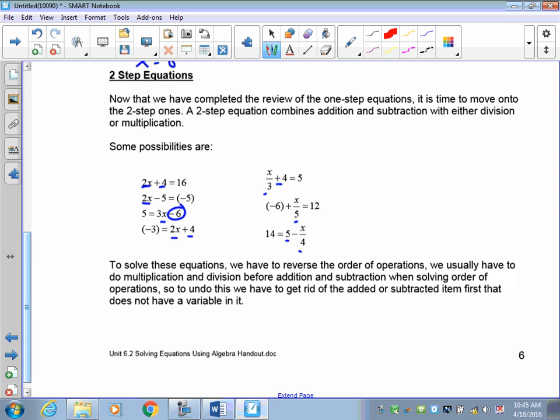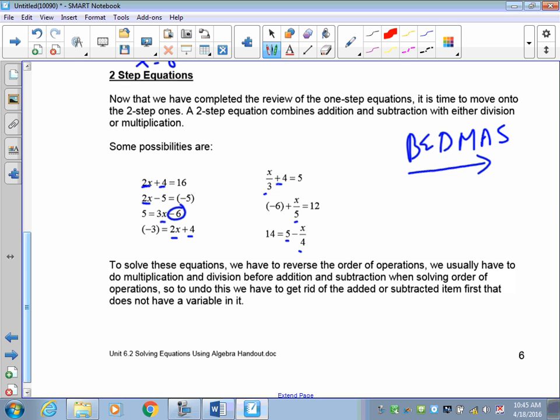You're either going to take a variable and add to it or subtract from it, or you're going to take a variable and multiply it or divide by it. So to solve these equations, we have to do the reverse order of operations. Now remember BEDMAS. This is what we did before. We'd always work this way when we're trying to solve an equation.